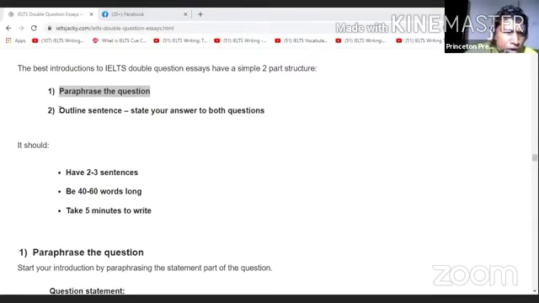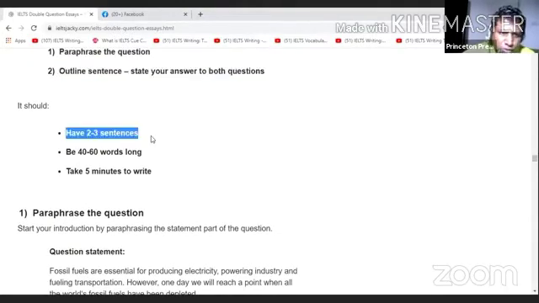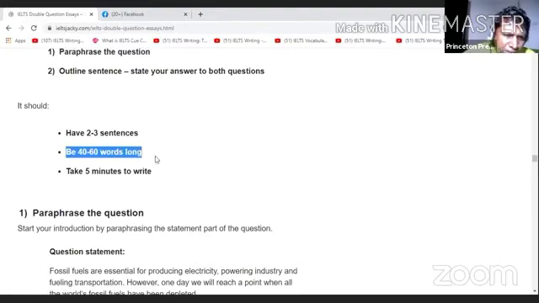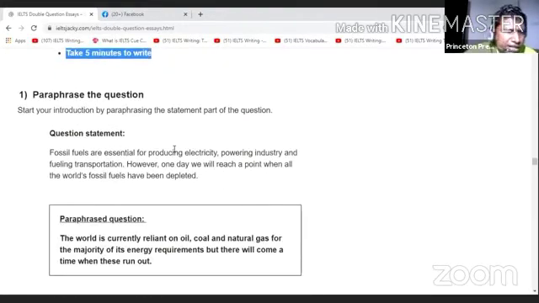Paraphrase the question and outline the sentence. State your own answers to both questions, not one question. It should be 2-3 sentences, 40 to 60 words long, and take 5 minutes to write. Paraphrase the question. Here was the question.